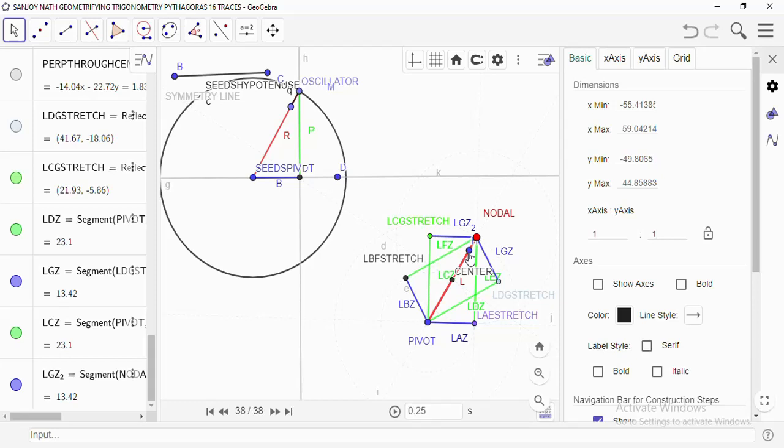If we deal with tan theta, then tan theta is perpendicular by base, where the denominator is the input, so base is taken as the L, which is the given line segment. If we work with, say, cot theta, then B by P, in that case P, the perpendicular, will be taken as the L, because the denominator is the input line segment and the numerator is the output line segment, as per the theory of geometrifying trigonometry.